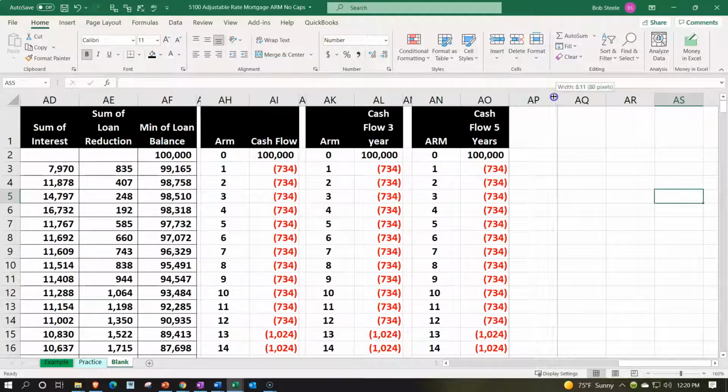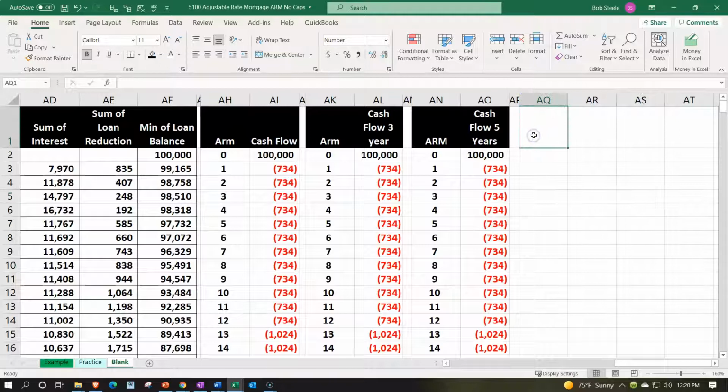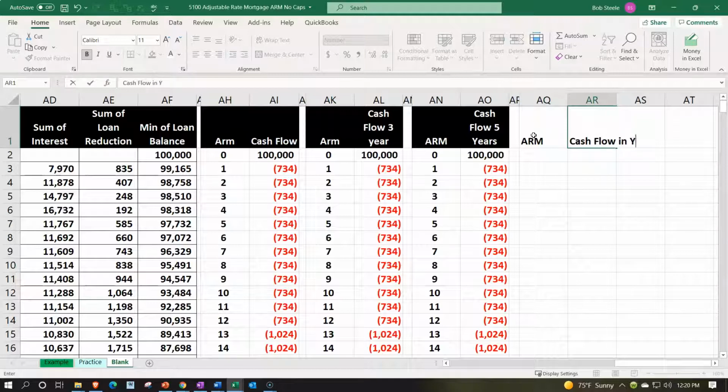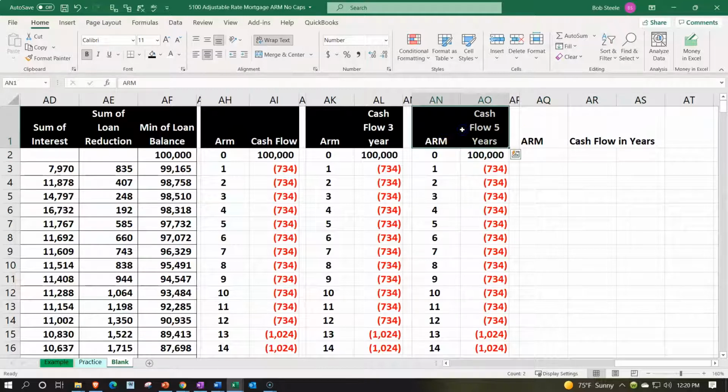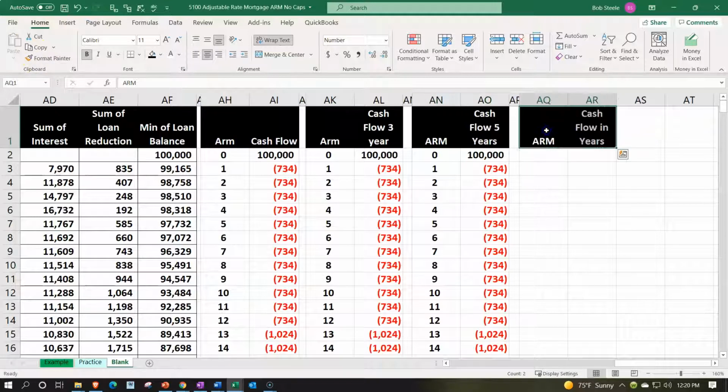Well, no, let's do the same thing. I'll say this is the ARM, and this is cash flow in years rather than months. And then we'll paintbrush this thing: home tab, clipboard, format painter, paint that format the same. And then we'll say 0, 1, 2, and this time only going out to 5, because we're talking 5 years this time. And then we're going to center that.